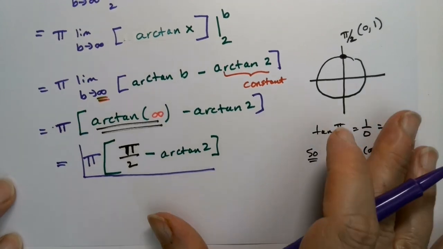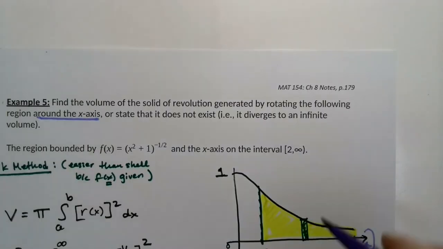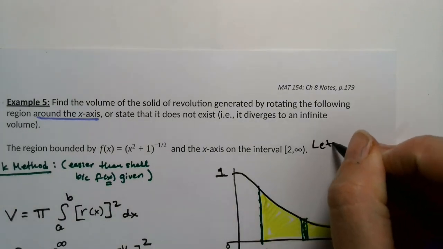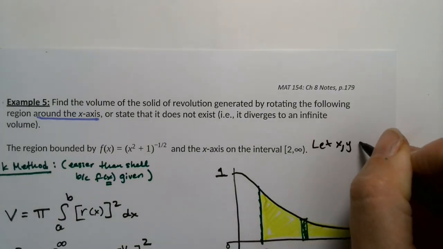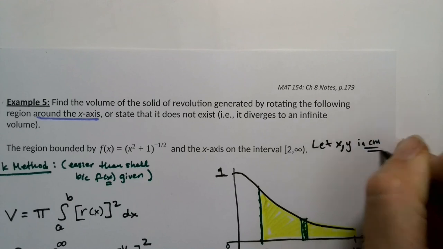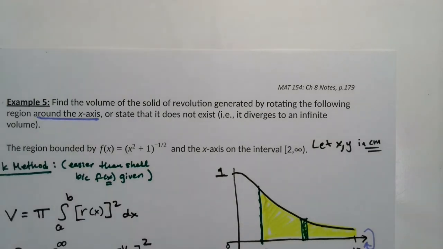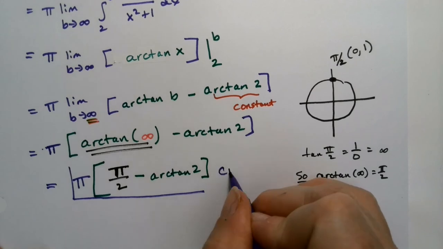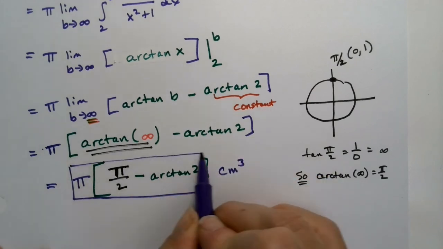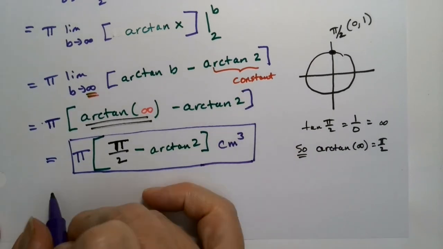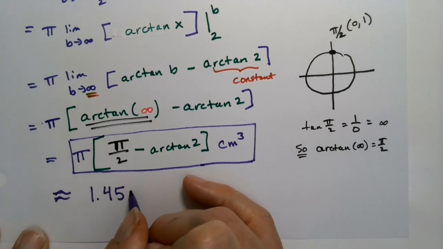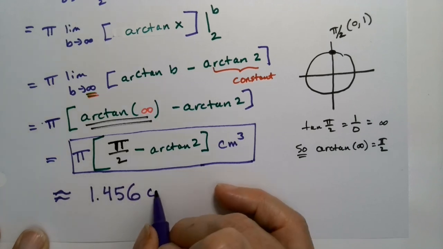Oh, and if they gave me, oh, they didn't give me units. Pretend. I'll add this in for future. Let's let x and y be in centimeters. I'll add that in for next time. Then this, because it's a volume, would be centimeters cubed. Right? You're finding the volume of a solid. Or decimal approximation, let's get real. I mean, who would want to know that? 1.456 centimeters cubed.